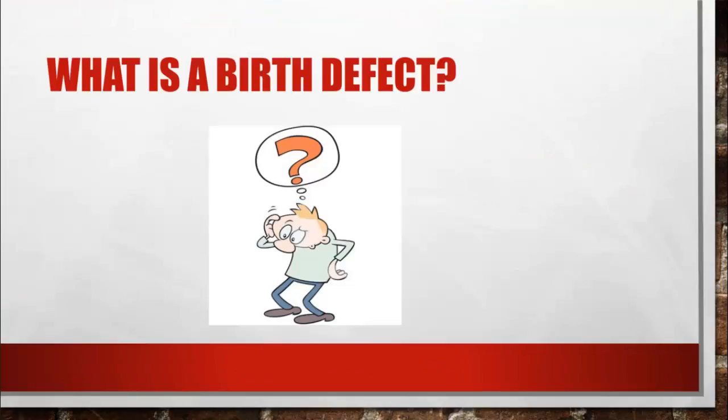So, what exactly is a birth defect? According to the dictionary, a birth defect is a physical or biochemical abnormality that is present at birth and may be inherited or the result of environmental influence. So, let's dive deeper into the subject.